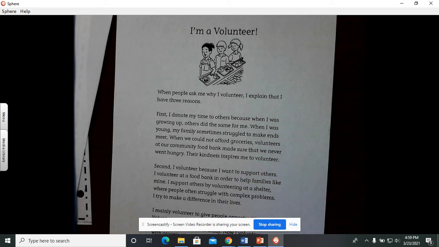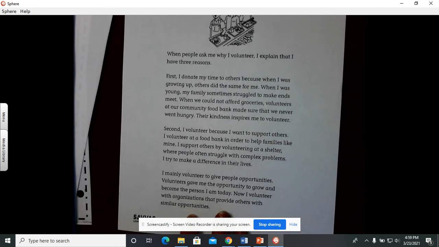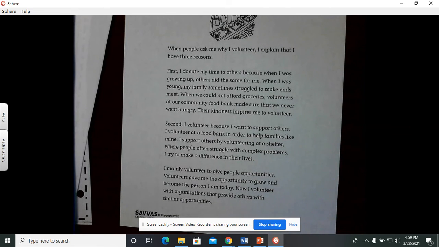Second, I volunteer because I want to support others. I volunteer at a food bank in order to help families like mine. I support others by volunteering at a shelter where people often struggle with complex problems. I try to make a difference in their lives. I mainly volunteer to give people opportunities. Volunteering gives me the opportunity to grow and become the person I am today. Now I volunteer with organizations that provide others with similar opportunities.